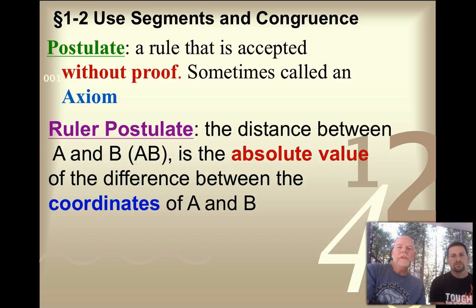It is the absolute value, a term from Algebra 1, of the difference between the coordinates of A and B. And remember, the coordinates are just the numbers that correspond to point A and point B. So really, the ruler postulate just means the distance between 2 points.